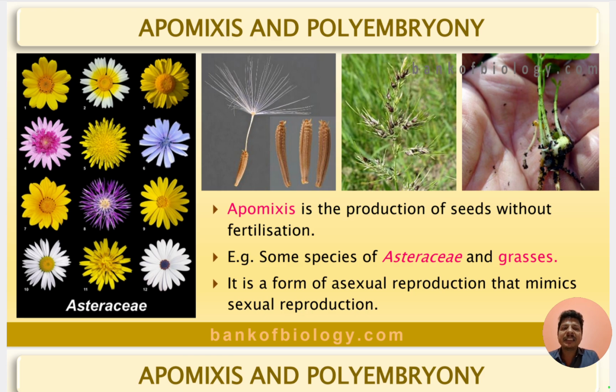Last topic, apomixis and polyembryony. Apomixis is the production of seed without fertilization. Example, some species of Asteraceae and grasses. It is a form of asexual reproduction that mimics sexual reproduction. You can see Asteraceae having different types of flowers. And how do they become so? Through the apomixis process.